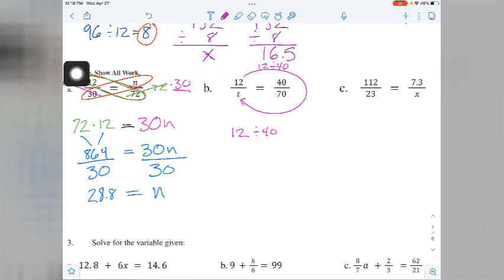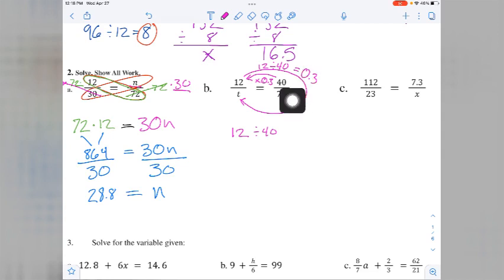And so when I do 12 divided by 40, I come up with 0.3. So this is my scale factor. It means that if I wanted to go this way, 40 times 0.3 is going to give me 12.